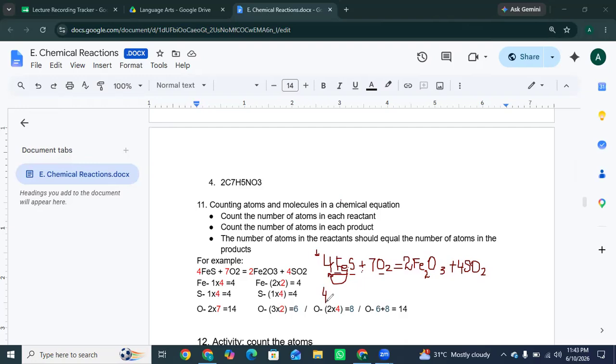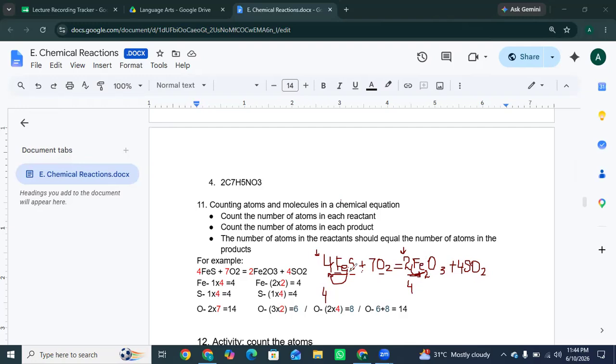And the right side is this. Look at Fe, which has a small number 2 and a big number, the coefficient, 2. So you have to multiply these, 2 into 2, which is 4. It means the reactant has 4 Fe and the product also has 4 Fe. So the reactant side of iron is equal to the product side of iron. 4 is equal to 4, match.